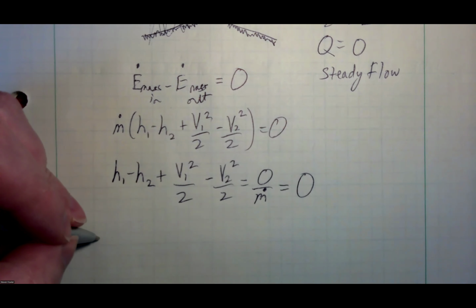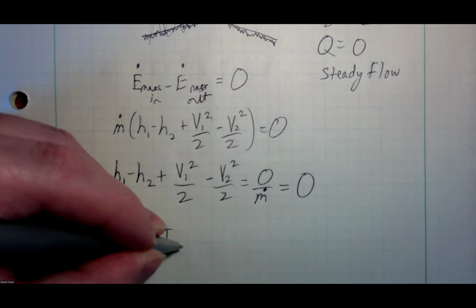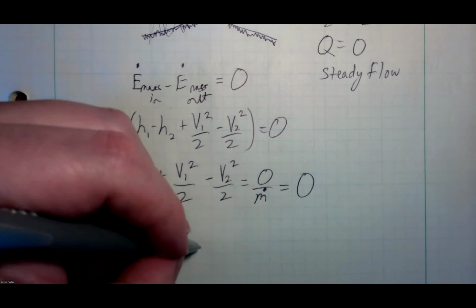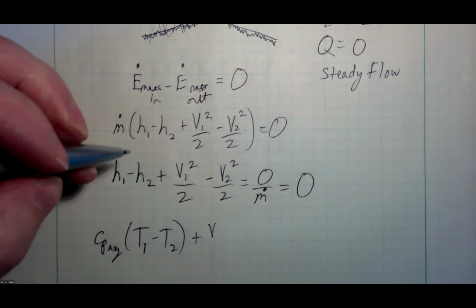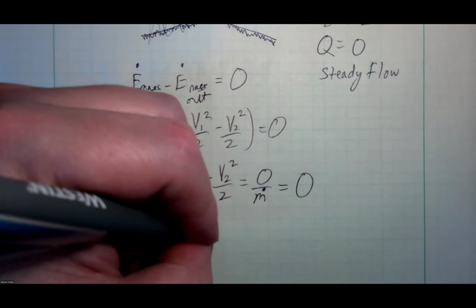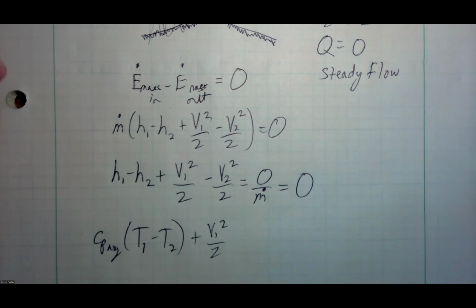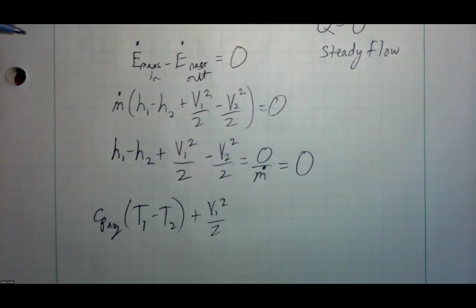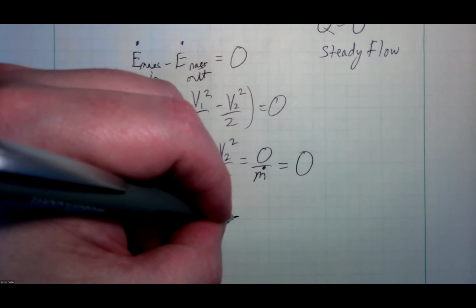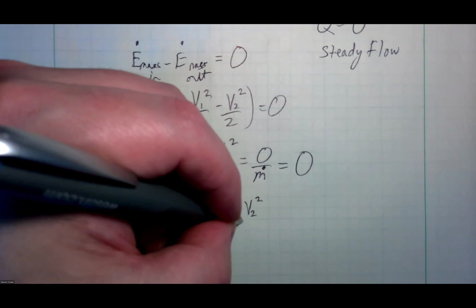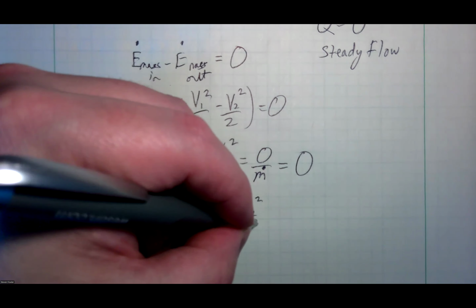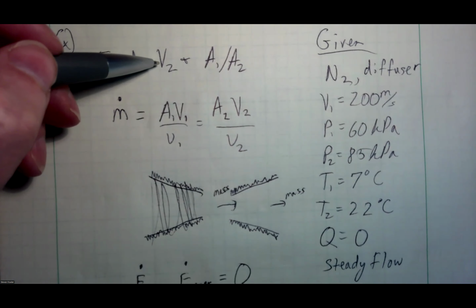I'm probably going to use C sub P. I'm going to say that C sub P at the average temperature multiplied by this temperature change, T1 minus T2, is going to substitute in for this delta H. Again, you're welcome to go look up table properties. That's fine. Doesn't bother me at all. Plus V1 squared over 2 minus V2 squared over 2 is equal to 0. What the heck are we looking for? Oh yeah, we're looking for V2.